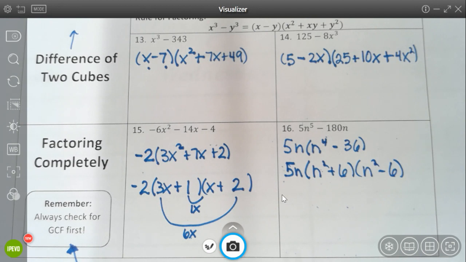And as we're moving forward through the course, we're going to see how we're going to use these factoring strategies with other expressions and other functions, not just with our variables like x's and n's and y's.